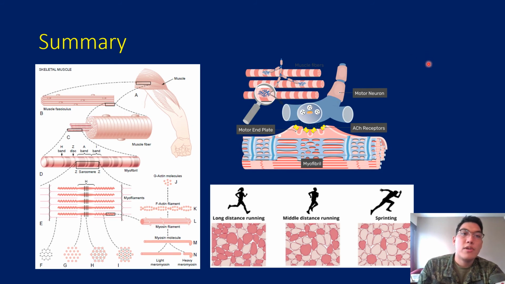So in summary, we've talked about the structure of the muscles, especially the skeletal muscle. We've also discussed how the action potential from the nerve propagates to the muscle fibers, eventually leading to its contraction. And we've also talked about the 3 types of skeletal muscle fibers.